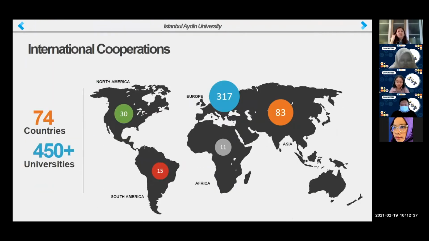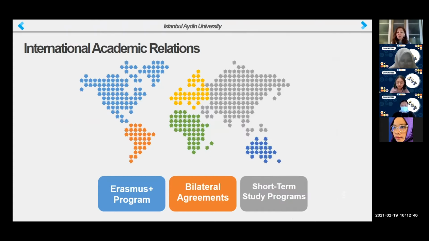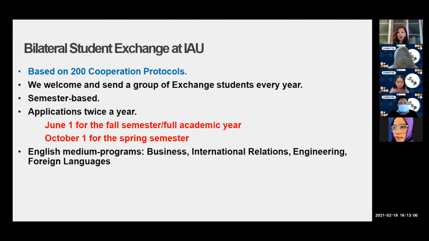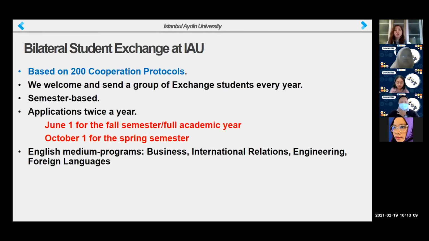We also have international cooperations, almost 450 universities. Most of them are in Europe through the Erasmus program, because Turkey is part of the European higher education area, and we conduct most of our academic exchanges with European universities under the Erasmus scheme. But we also have bilateral agreements with universities from all around the world, and we run short-term programs in connection with our partners.